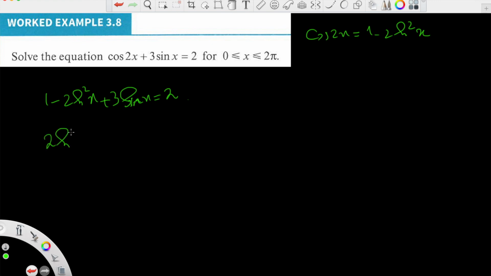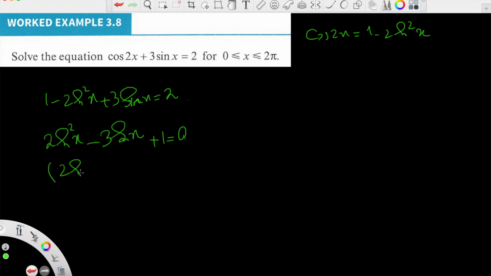Now next example, cosine of 2x plus 3 sine of x is equal to 2. So if you remember, here we have two different ratios, cosine and sine, in the same equation. So here you have cosine of 2x. Cosine of 2x can be written as 1 minus 2 sine squared of x. So I replace it by 1 minus 2 sine squared of x plus 3 sine of x is equal to 2. Now I transfer all to the right hand side. It will be 2 sine squared of x minus 3 sine of x, 2 minus 1, which is plus 1, is equal to 0.